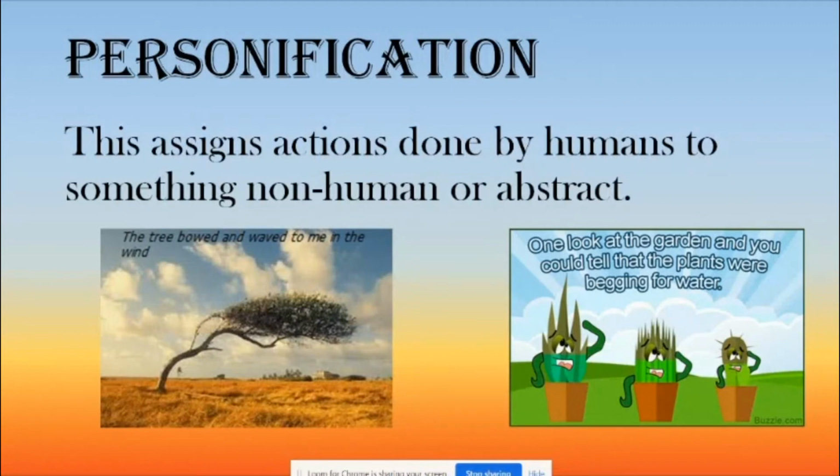So, looking at the first example, the tree bowed and waved to me in the wind, the tree doesn't really bow and wave, it's merely being moved by the wind. And the other example, the plants are not literally begging you to water them. It means that it looks like they are dried out and they need to be watered.